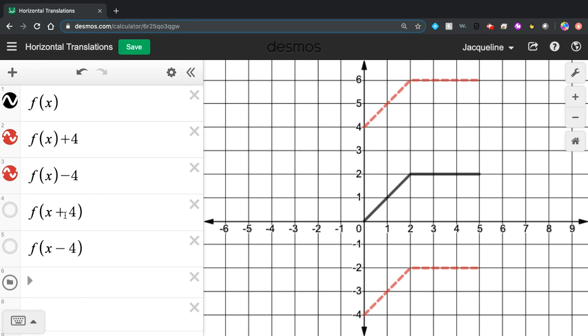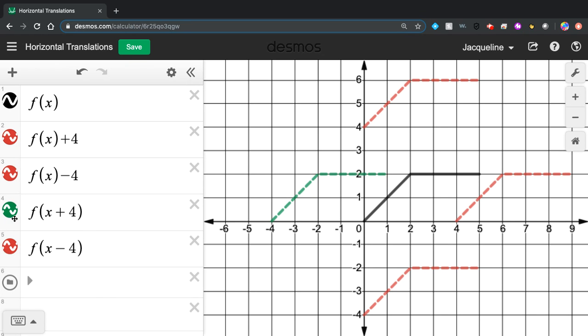What about this one? Now we're adding inside to x. That actually is our correct answer. That's what shifts us 4 units to the left. And what happens if I subtract 4 inside? It goes to the right.